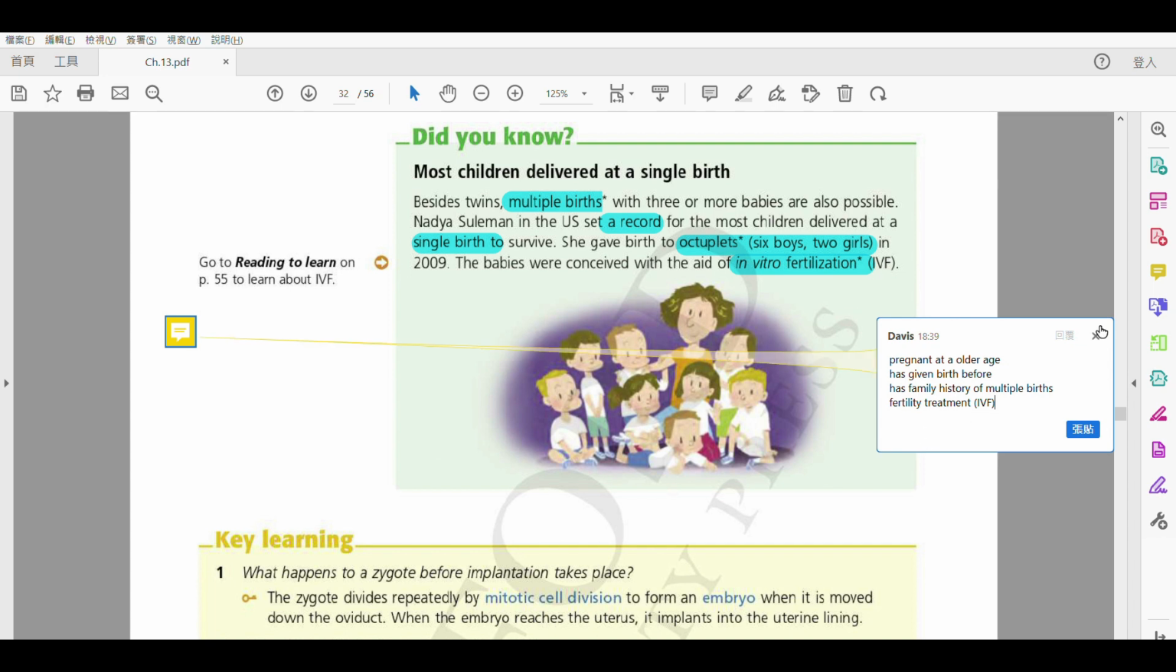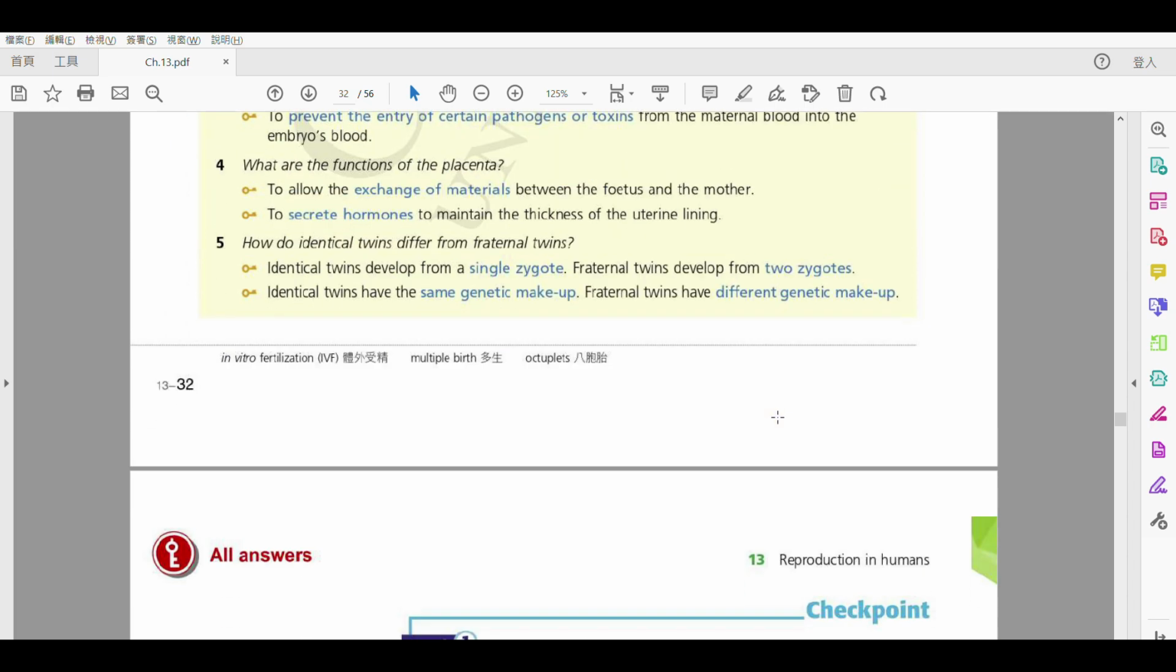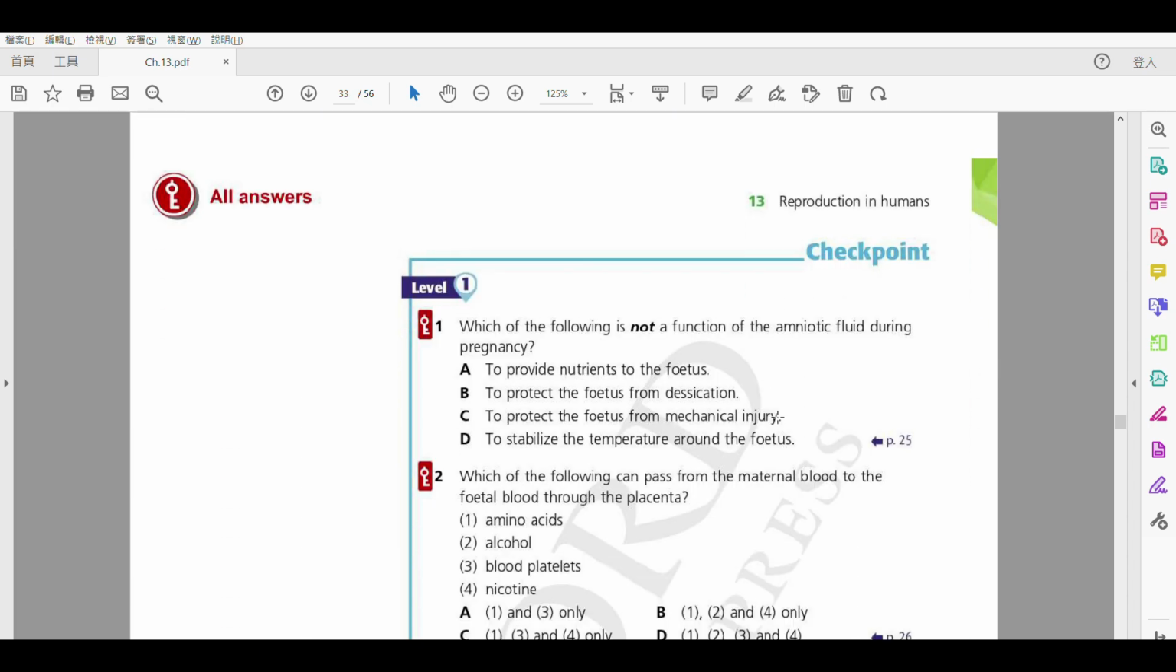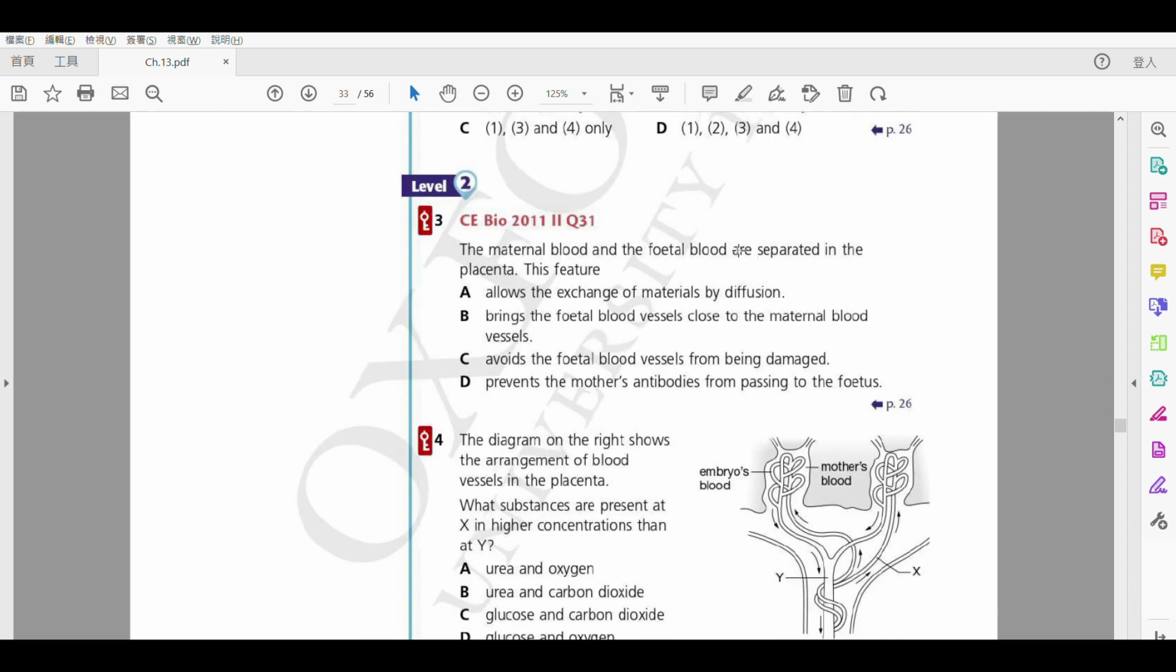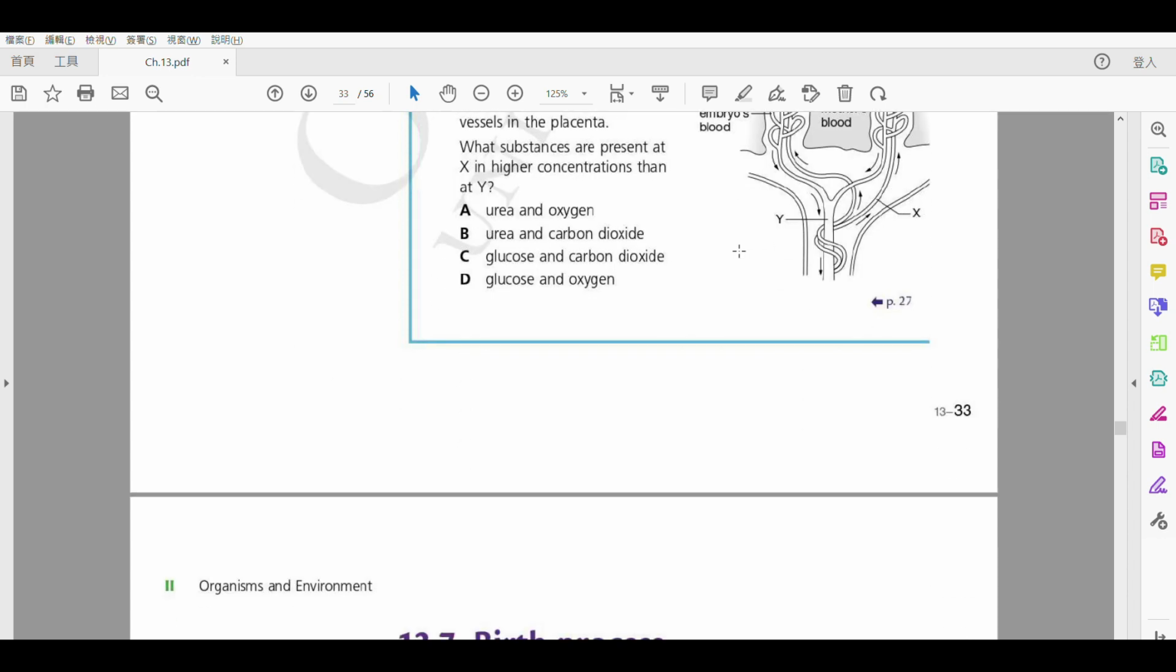Alright? So that's all for this part, 13.5. It is really not an easy section. Okay, so please try your best to finish this part, and I'll check the answer with you.